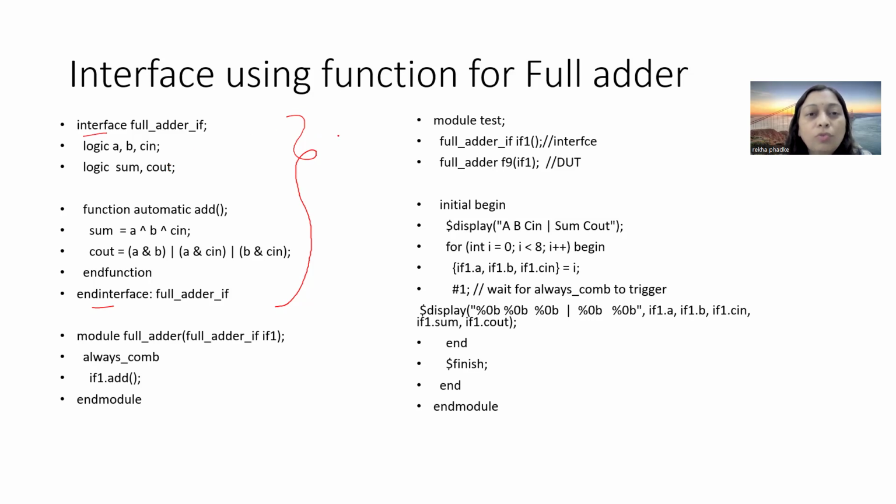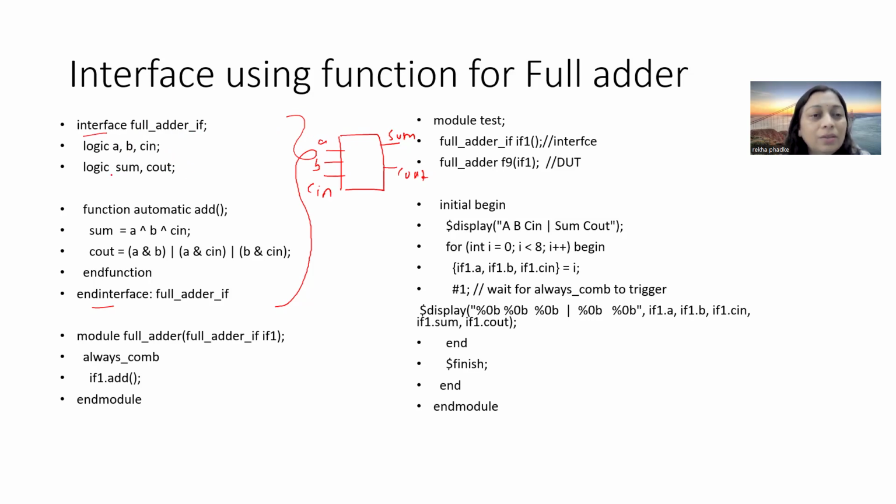So for a full adder, we all know that it has three inputs, A, B, Cin, and two outputs, sum and carry out. Cout is the nomenclature given here in this example. So we have all these five components declared as logic, and they are bundled inside the interface. The name of the interface is full_adder_if.